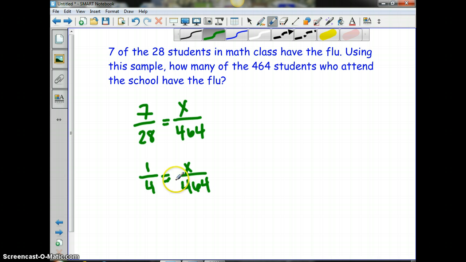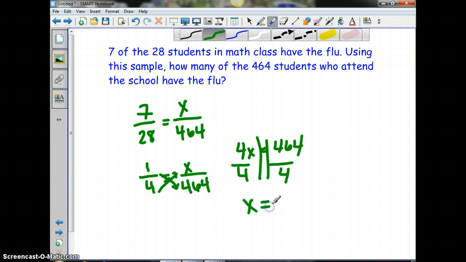Okay, and you can cross cancel here, or cross multiply rather. So we get 4x equals 464. You divide by 4 on both sides, and we get x equals, well, 116 students in the whole school would then have the flu.